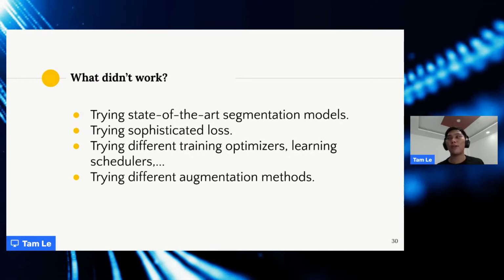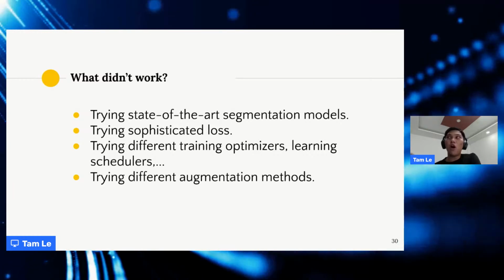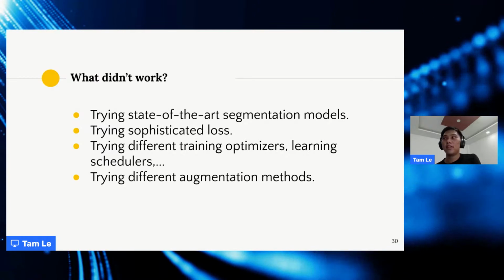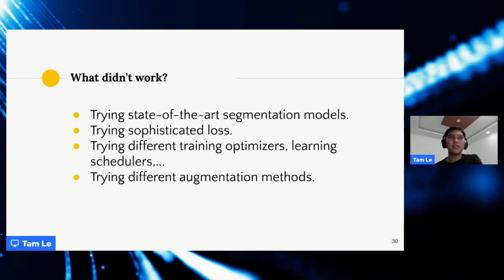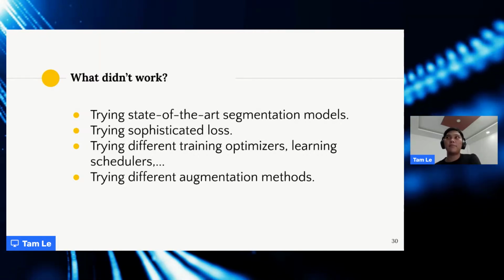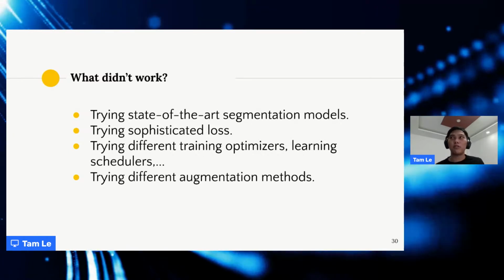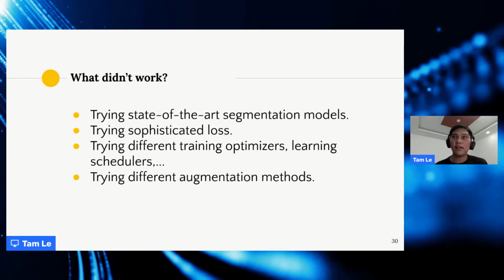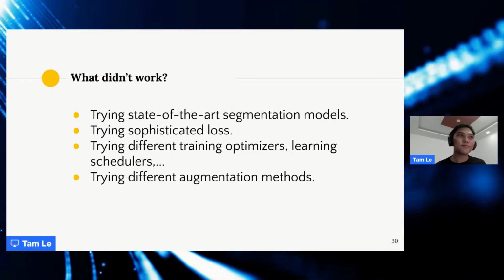And finally, I tried very different augmentation methods. I remember that I found a very helpful article on Kaggle that mentioned all the techniques used for segmentation problems in competitions. I tried like 70 or 80% of them, and I found that the only one that worked was the background replacement. All the other kinds of augmentation didn't make sense. So this is what didn't work.